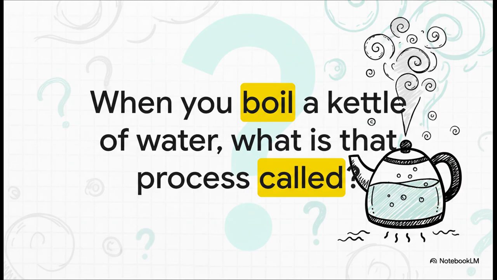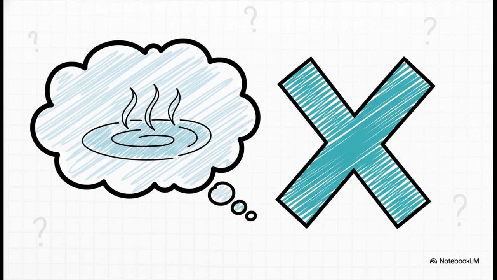So, let me just ask you this straight up. Picture this. You're making some tea. You've got a kettle of water boiling away. It's bubbling like crazy. Steam is pouring out. What would you call that process? Now, if your first thought was evaporation, hey, you're not alone. That's what almost everybody says. But believe it or not, that's not the right answer. And the reason why it takes us down to a tiny, invisible world where all the real action happens.